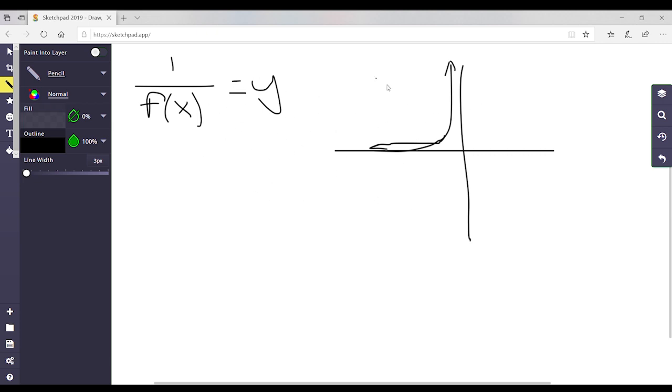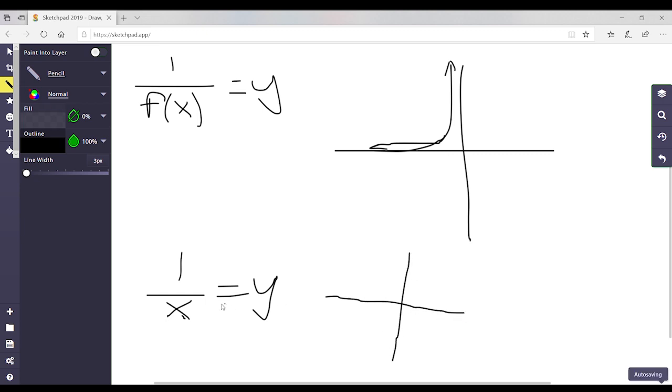So let's actually give an example with an actual number. Let's just say it's 1 divided by x. Pretty simple, right? One of the simplest it can get. So 1 divided by x equals y. Let's make a graph with that. Let's start with 1 divided by 1. 1 divided by 1 is going to be 1, right? So at 1, it's going to be 1. Okay, so we can graph that point.